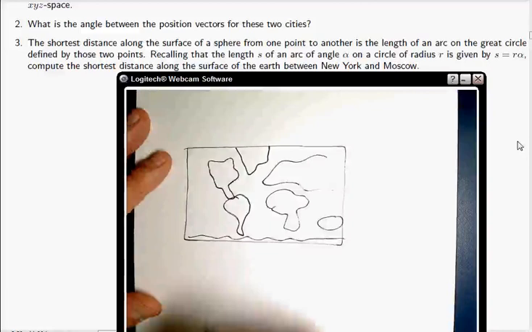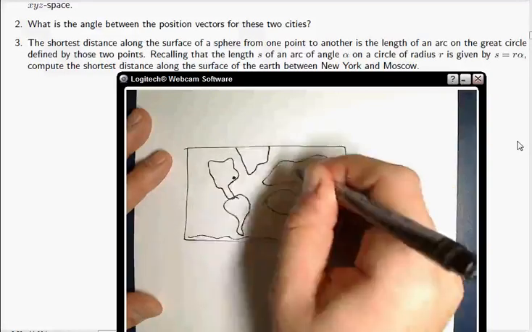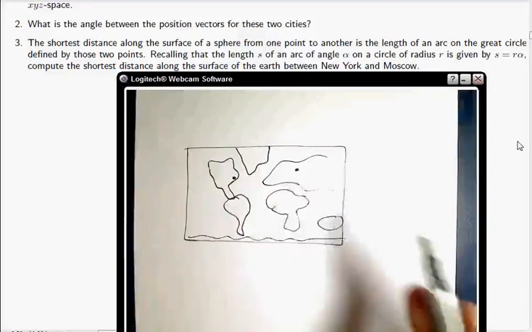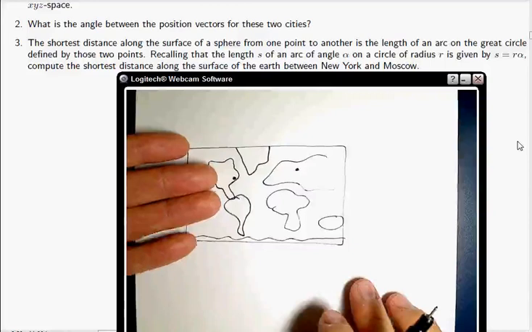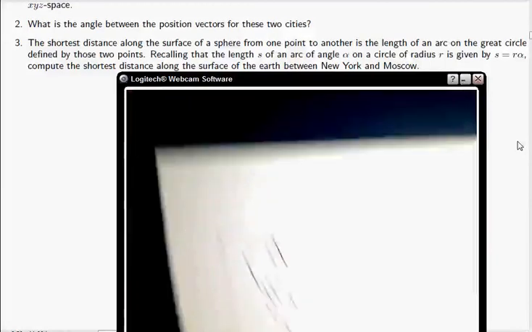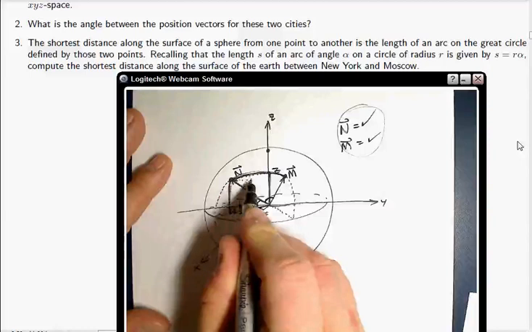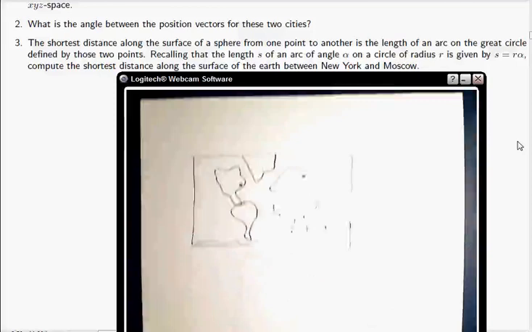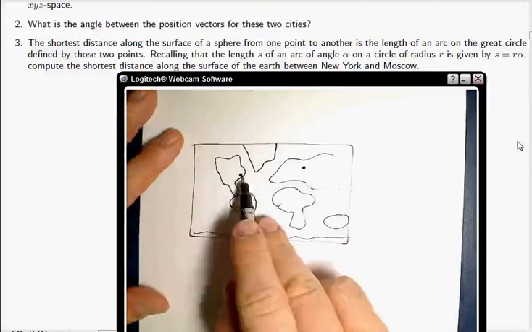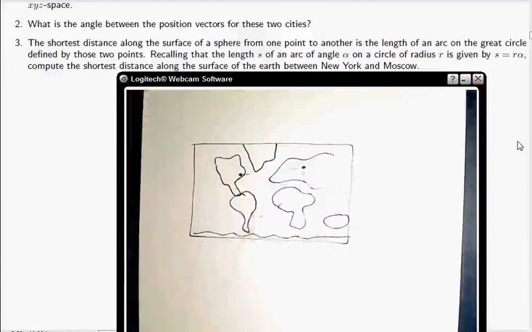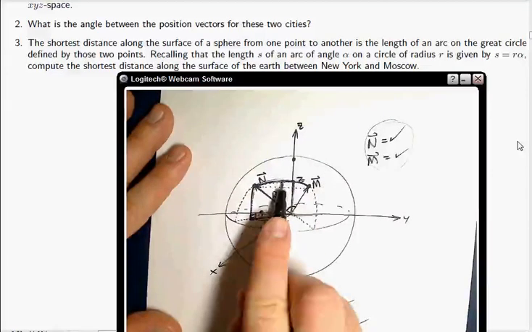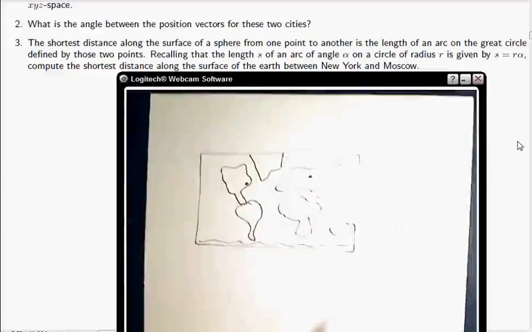If you're going from New York to Moscow, it's tempting to say the shortest distance is a straight line, but that's not this. This isn't the world. This is some highly distorted version of the world, and a straight line would tunnel through. You can't fly an airplane underground. So it's tempting to go in a straight line on the Mercator projection, but forget that, it's all sorts of weird. What you really want to do is fly along the great circle, and it'd be nice to know what that great circle looks like on the Mercator projection.